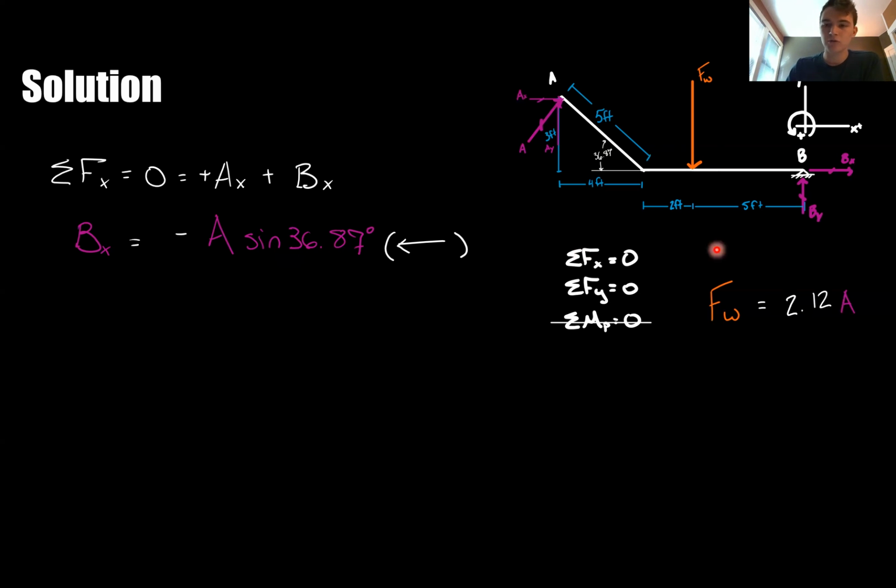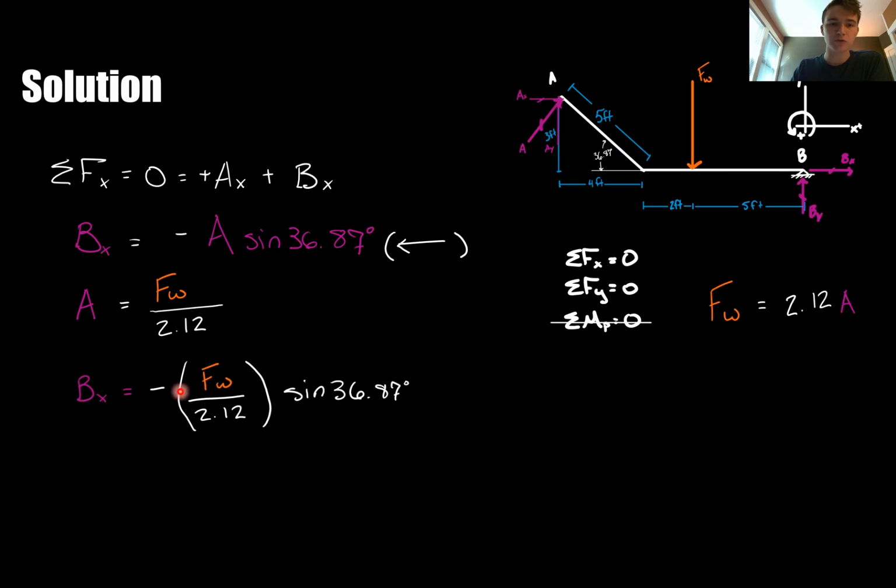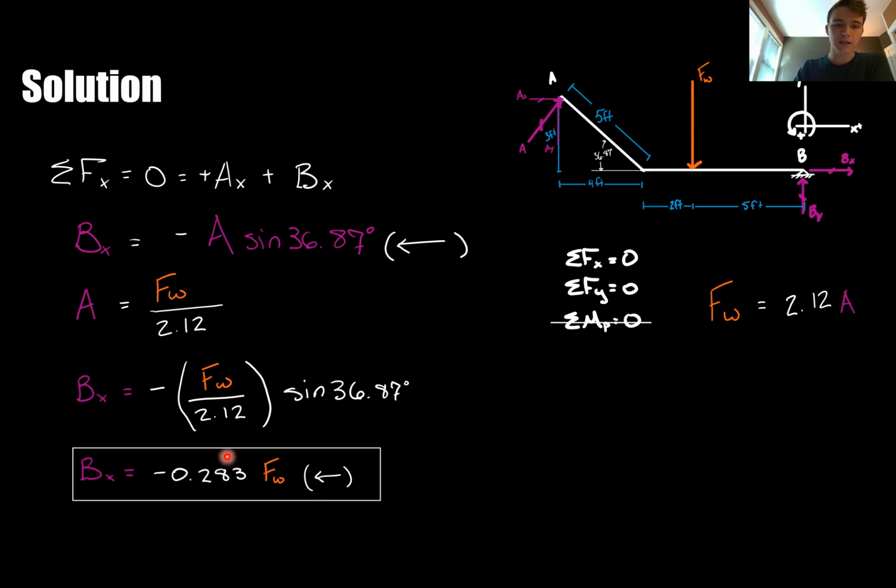So we're going to use a little strategy here, and that's why we solve for the moments about point B. We know A is FW divided by 2.12. That's just rearranging this equation over here. So we're going to plug this into A. Now we have BX is equal to the negative FW divided by 2.12 times sine of the angle. Doing some algebra, we find that BX is equal to negative 0.283 FW. And again, the negative just means that it's acting in the incorrect direction as drawn.